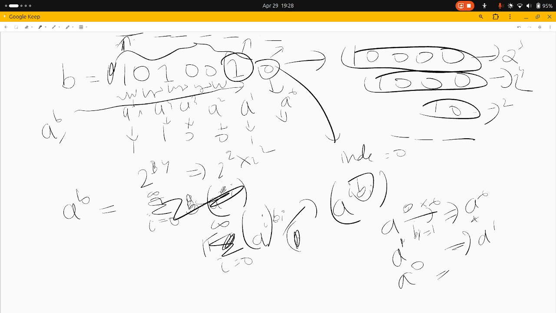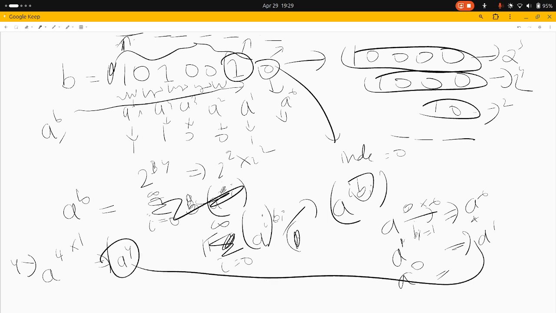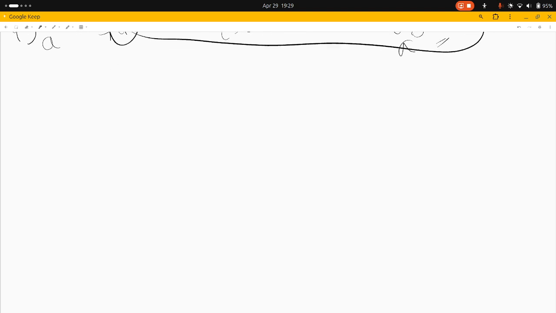Then third, fourth. Let me go to the fourth one. At the fourth position, a power 4 into 1 because b of 4 equals 1. So here it would be a power 4, which should be multiplied by a power 1. What makes this special is that the calculation should be much easier. Computing a power 4 or some a power 2 power i is much easier compared to the regular approach. So let me give my algorithm.